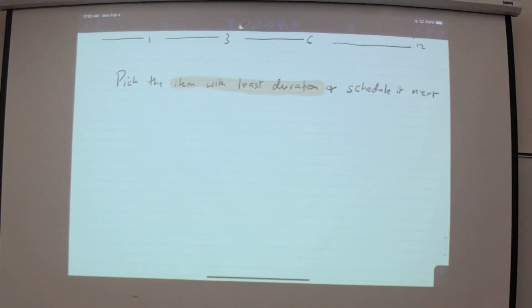So what does that mean here? If you remember, the greedy algorithm says, pick the item with the least duration and schedule it next. Which is another way of saying that in a greedy solution, items are in sorted order of duration, increasing.